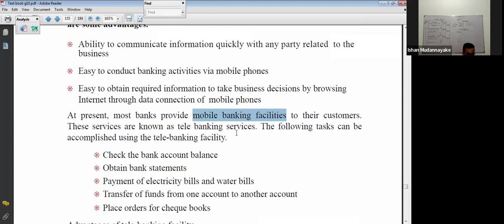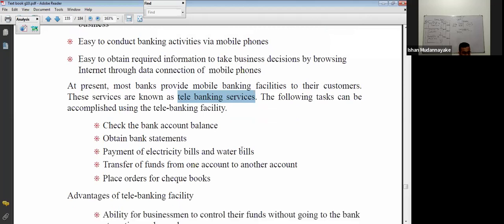And then these services are known as telebanking services. Now please highlight telebanking services. Telebanking services means telephone banking services. Okay, right. These are the tasks that can be done through telebanking services. These are the tasks that can be done through mobile banking services or telebanking services.